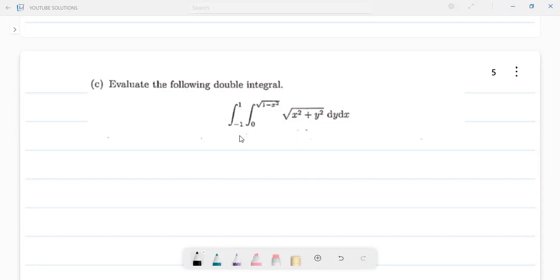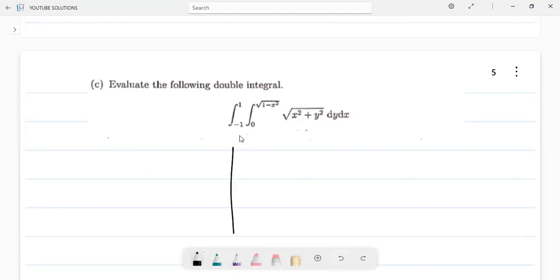If it's polar coordinate system, the region of integration may be part of a circle, or it should be a circle, of course. So we need to do the conversions from rectangular to polar. Let's look at these limits here. Notice that the outermost limits here are limits in x. So x runs from -1 to +1.